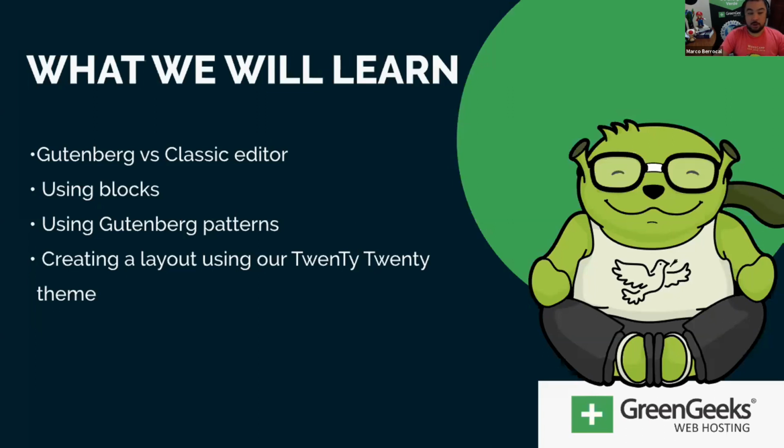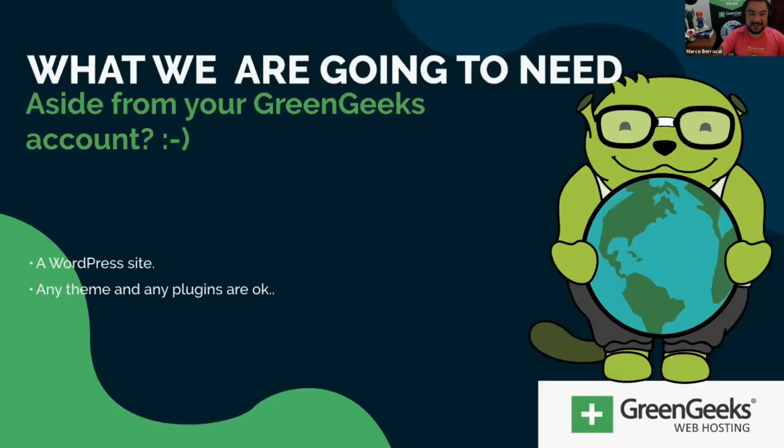Okay, so without further ado, what are we going to need aside from your GreenGeeks account? That's not 100% required. It's just a little bit of advertising I put in there. So you're going to need a WordPress site. You can work on it locally, if you follow my webinars, we've covered that, or you can have it online. It's up to you. Any theme and plugins are okay.